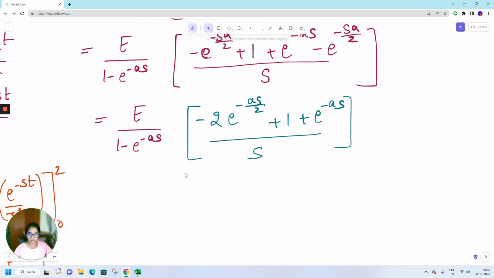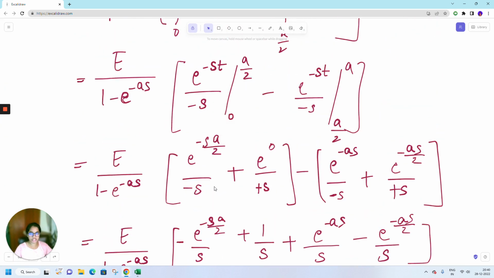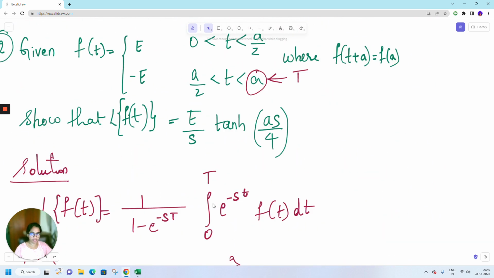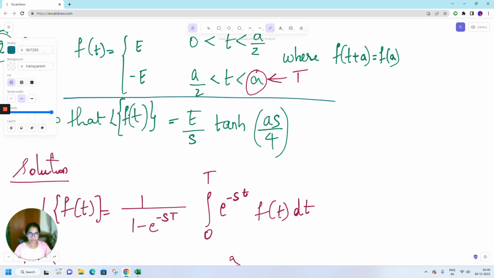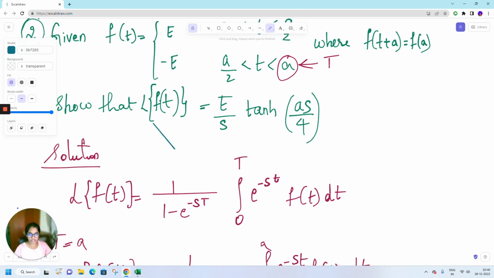Okay. Now, what is the next step? If they ask you to just find the periodic function, this is where we stop. Okay, if they had given us only this part of the question till here. But here in the question we have some extension. They are asking us to show this Laplace of f of t is equal to e divided by s into tan hyperbolic as by 4. How do we do this?